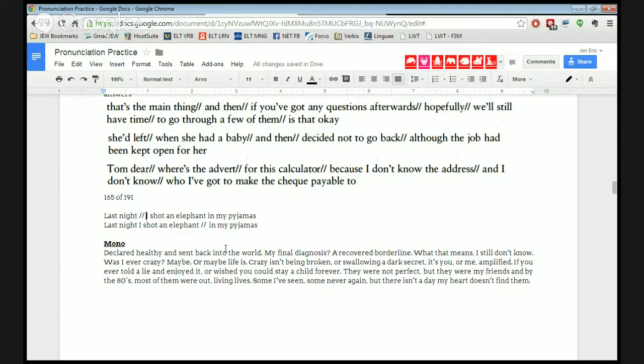Who's wearing the pajamas in sentence 1? You or the elephant? Yeah, it seems like the elephant. The elephant is wearing the pajamas. And who's wearing the pajamas in sentence 2? You or the elephant? Me.